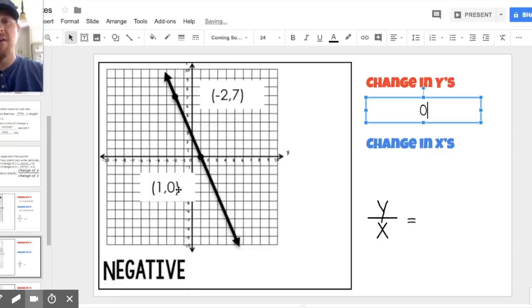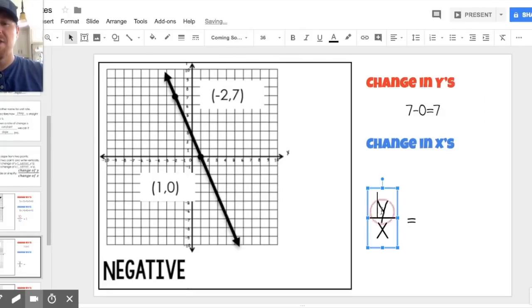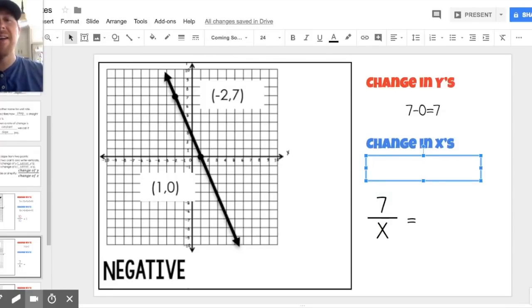So I'm going to say 7 is our second y, minus our first y, which is 0. And I did that just because I don't want to deal with a negative number if I don't have to. So, of course, 7 minus 0 is 7. So our change in y here is 7. So now let's talk about our change in x. Because I picked this as the first point written, I'm going to have to put -2 first, minus 1.